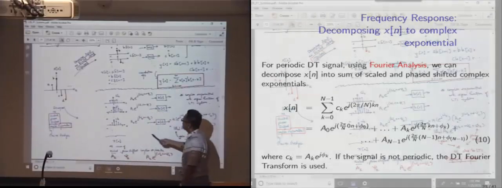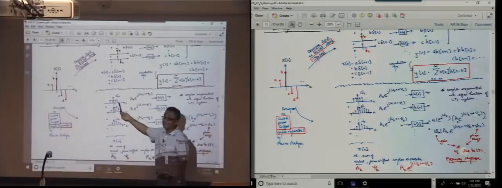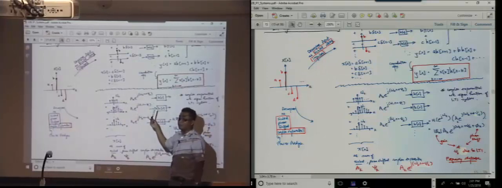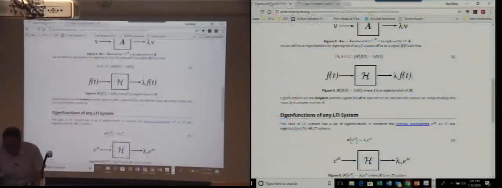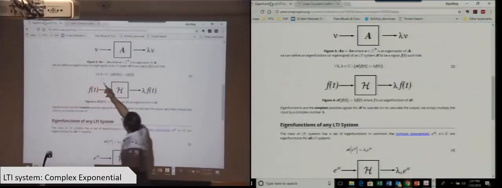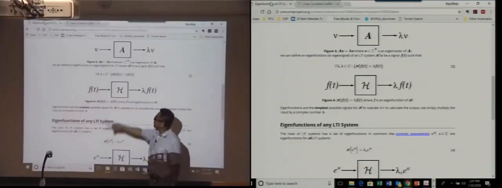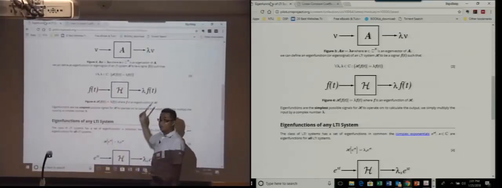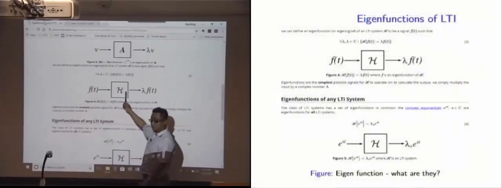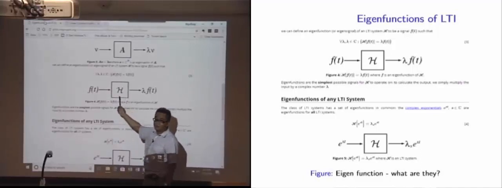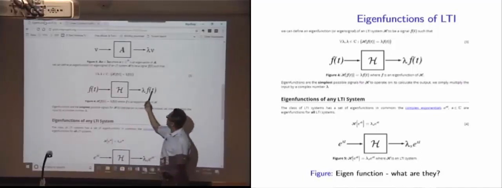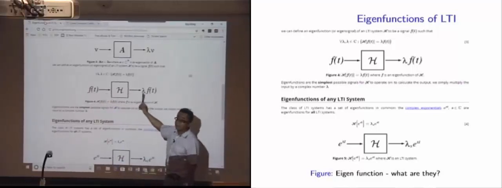Guess, guys. Try to guess. There's something that happens when I fire a complex exponential into an LTI system, and it's here. This is CNX, so you can go and find it. The name is called an eigenfunction. This is an LTI system in continuous time. I am firing f of t, some function, into a linear time-invariant system, and out comes f of t again, multiplied by a complex number.